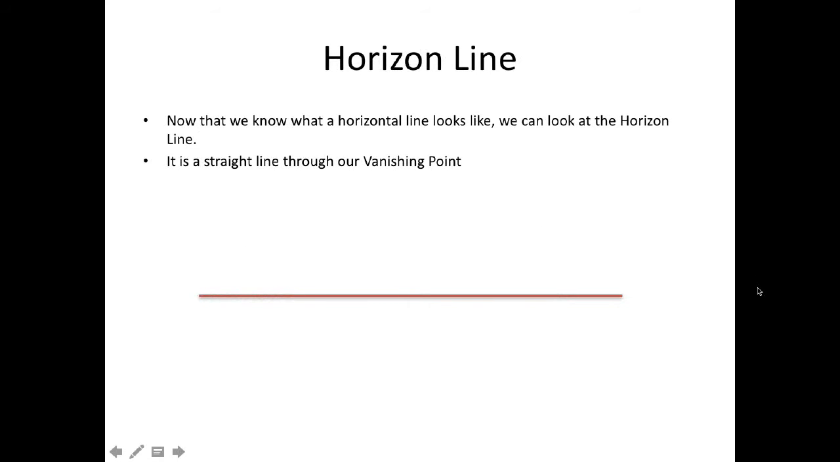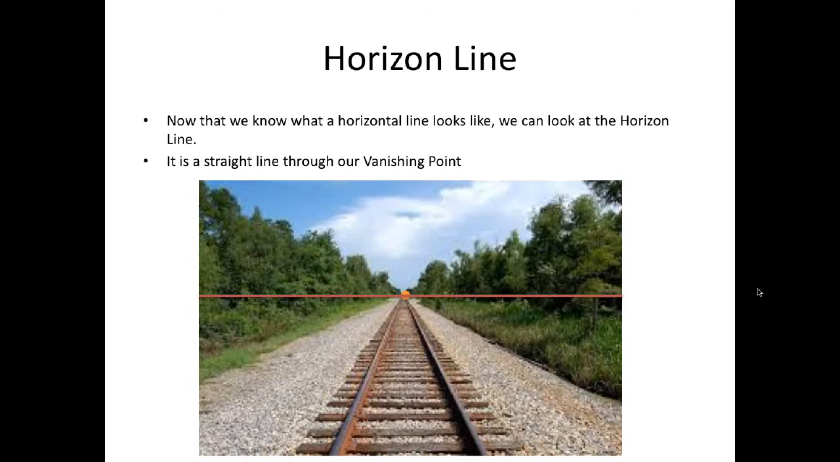Now that we know what a horizontal line looks like, we can look at the horizon line. It is a straight line through our vanishing point. So if this were our horizon line, our vanishing point would be here. And in this image, it is right here. And if you remember correctly, there were no lines that met this vanishing point. We had some on the bottom, we had some on the top, but not on the sides. Again, this is called the horizon line.